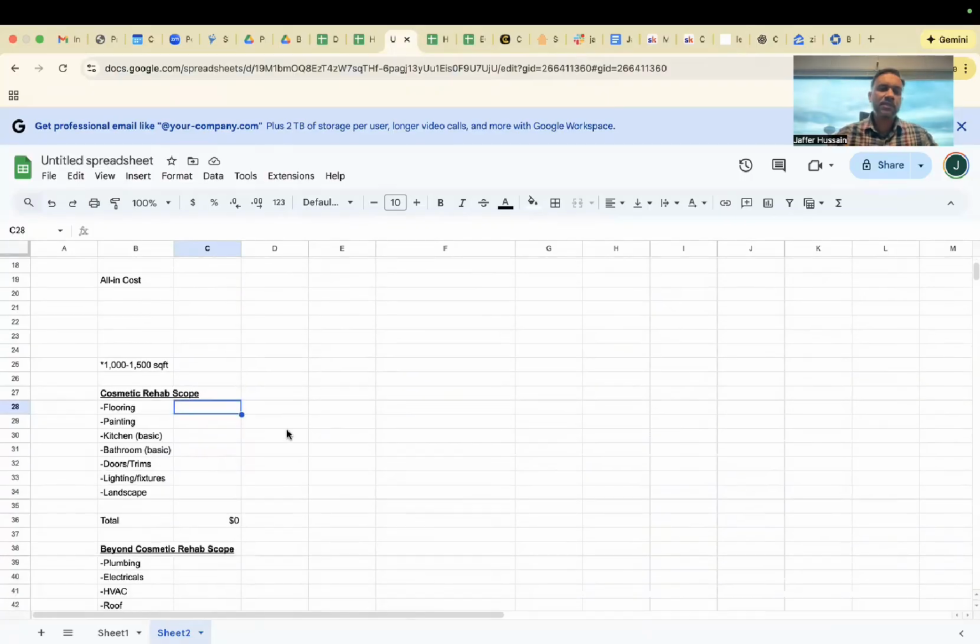Okay, so if this is a cosmetic rehab, these are the numbers you're going to be dealing with. For a typical cosmetic rehab, flooring, if you're going to have to replace the flooring or resurface the wood and varnish it, we're talking around $7,000. Now, all these numbers could be less, or a little bit more, but I'm just giving you general numbers. For painting a house this size, we're talking around $4,000.